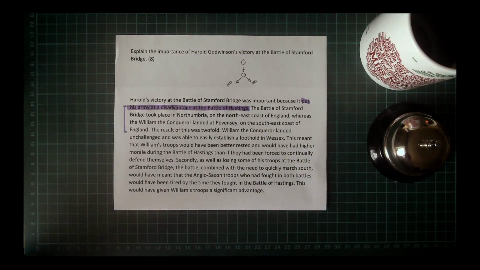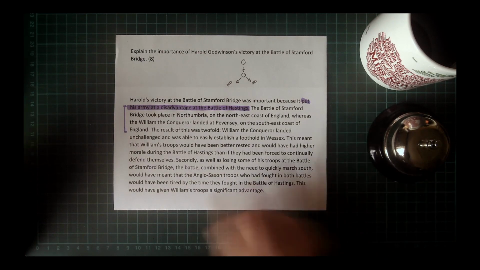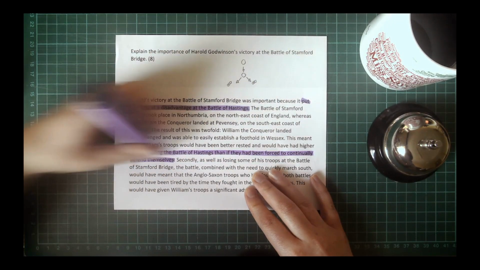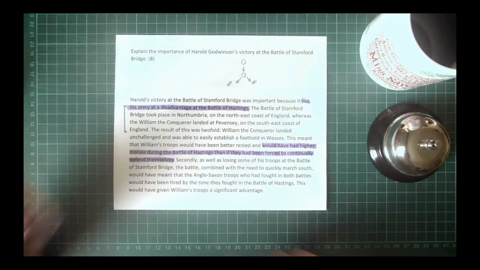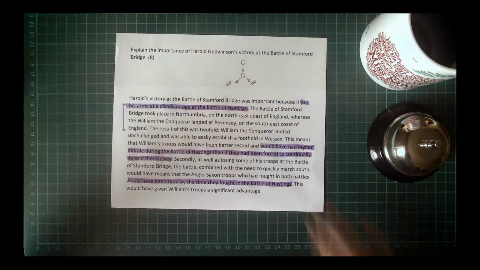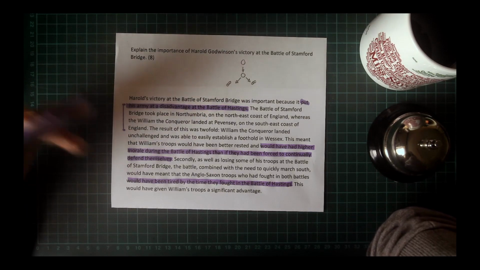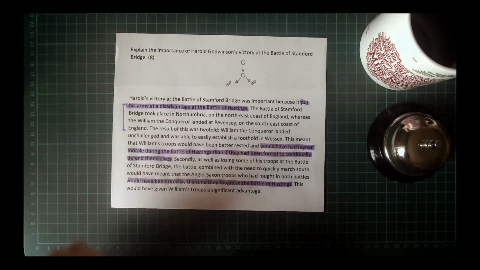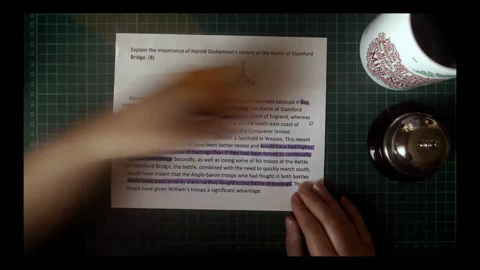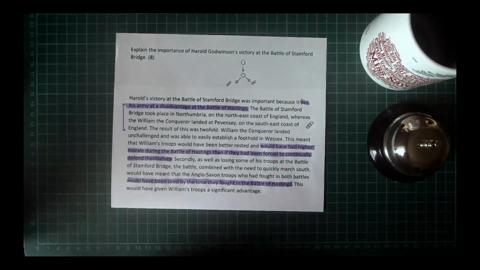Now, there are a couple of bits within this paragraph that I really want to highlight because they're common areas that students miss. That bit. And that bit. So these are links in the chain which students often miss when they are writing this style of paragraph. So let's just take the first one. William the Conqueror landed unchallenged and was able to easily establish a foothold in Wessex. This meant they would have been better rested. This meant they would have had higher morale than if they had been forced to continually defend themselves.